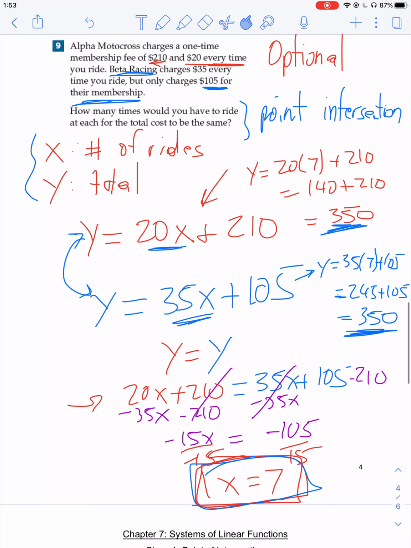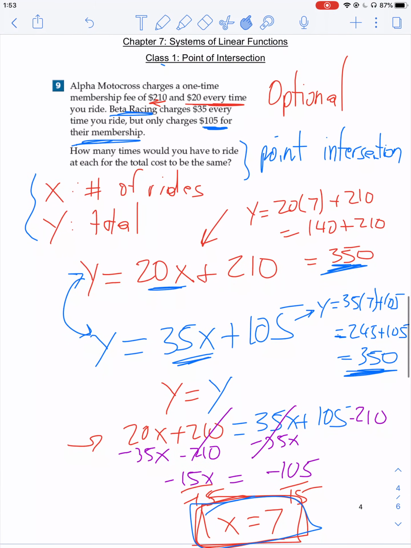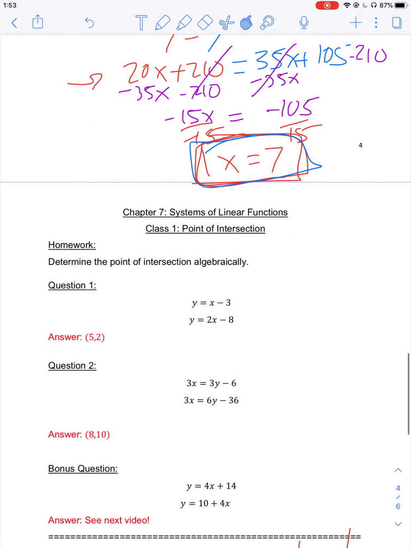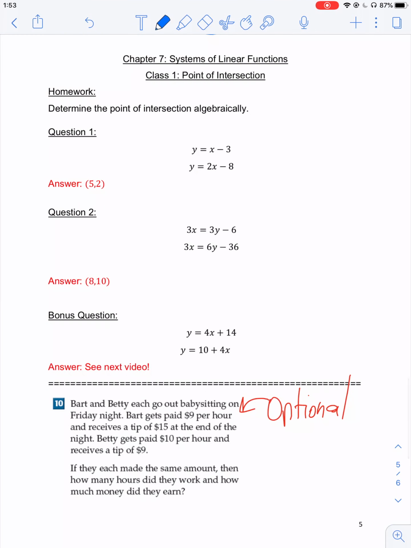Again, I'm going to make this optional. So this is your homework. You just have to find the point of intersection. This is question 1, question 2, question 3. Again, you have to use the comparison method. Question 1 should be fairly straightforward, and 2 should be fairly straightforward. This last one is hard. As easy as it looks, this one's hard, and the answer to this question will be given to you in the next video. It's a bonus question, so these two are bonuses.